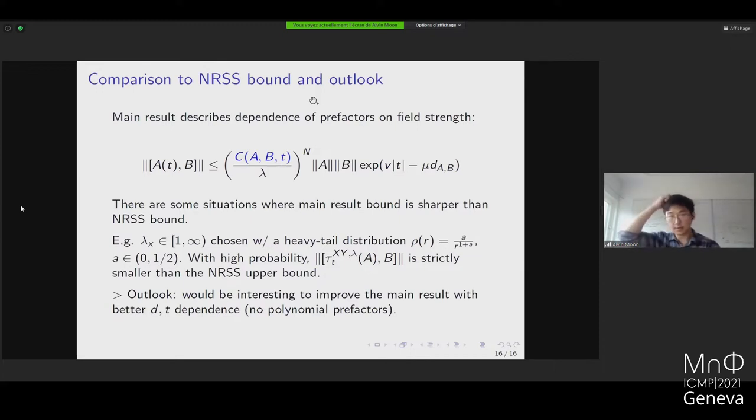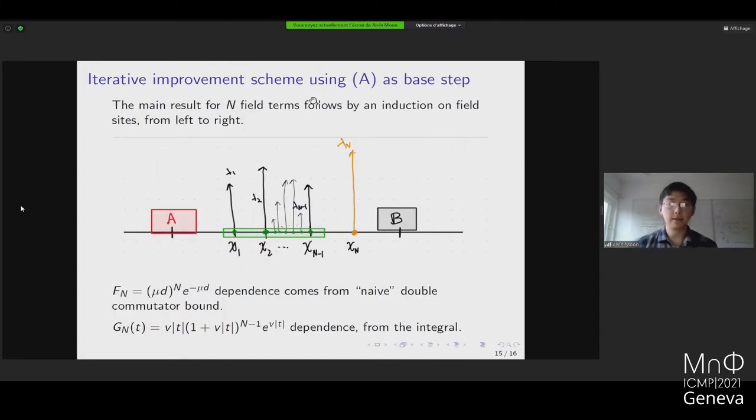Yes, thanks for the question. I would say this result is a kind of theoretical curiosity, but I think if the time and distance dependence could be improved, one might actually be able to get some application. I think that's the complete answer to that.